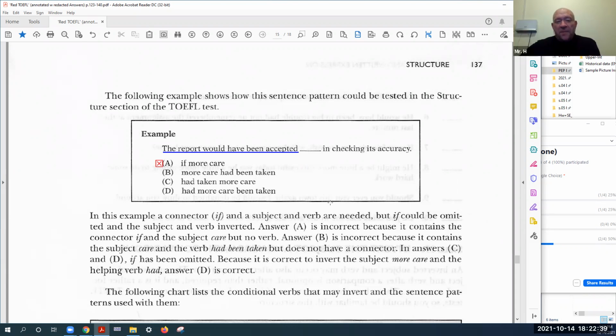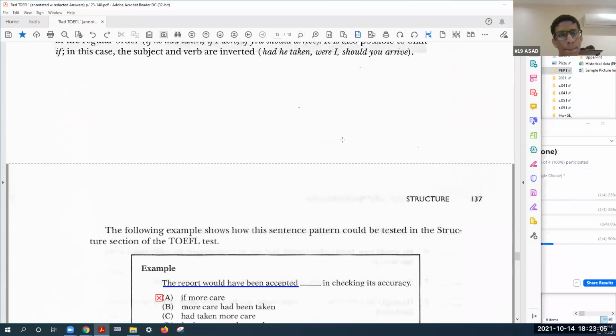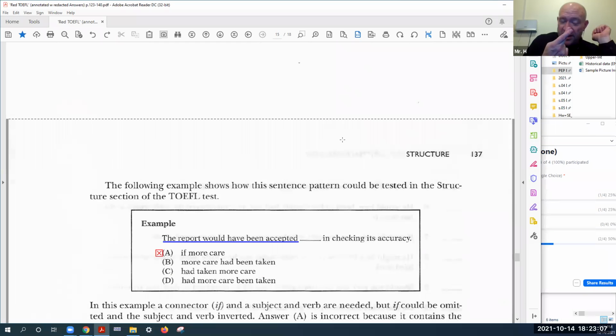So you see the main clause, right? The report would have been accepted. Okay. Now, B, can you see a connector? No connector. What's the rule if you remove the connector? When we omit the connector, what happens? Then we invert, right? So what do we invert? The verb and the subject. That's right. So you tell me what comes first here.